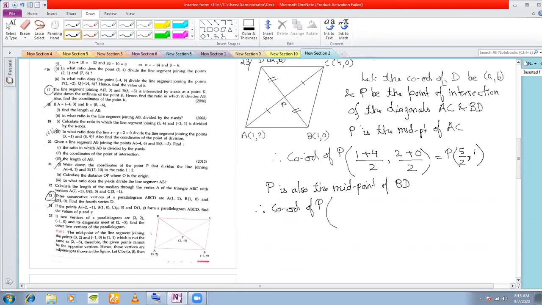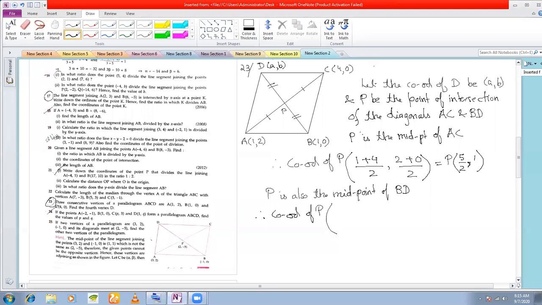Therefore, what should be the coordinates of P? If P is the midpoint of BD also, then what should be the coordinates of P? Take B(1, 0) as x1, y1 and D(A, B) as x2, y2. So (1 plus A) divided by 2, (0 plus B) divided by 2, which clearly gives you (1 plus A) divided by 2, comma B divided by 2.